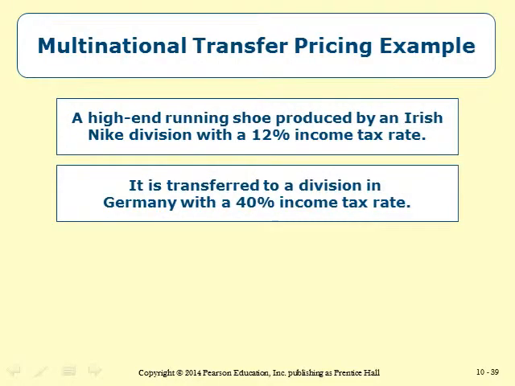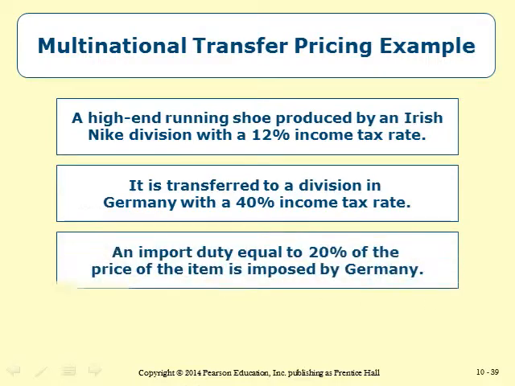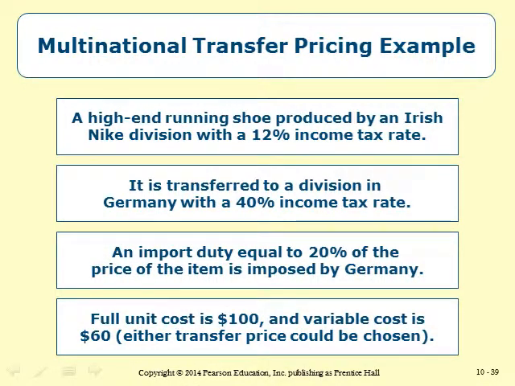So consider a high-end running shoe produced by an Irish Nike division with a 12% income tax rate and transferred to a division in Germany with a 40% rate. In addition, suppose Germany imposes an import duty equal to 20% of the price of the item and that Nike cannot deduct this import duty for tax purposes. Suppose the full unit cost of a pair of shoes translated to US dollars is $100 and the variable cost is $60. If tax authorities allow either variable or full cost transfer pricing, which should Nike choose?